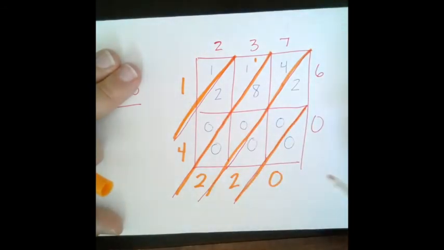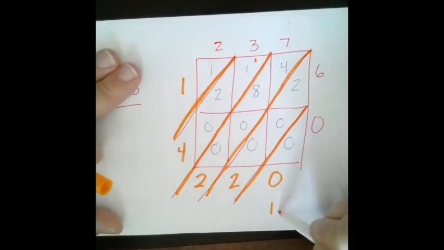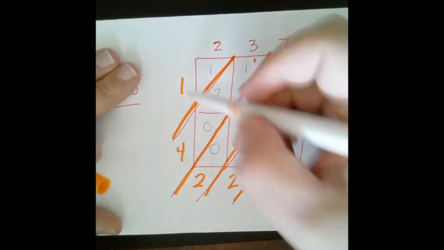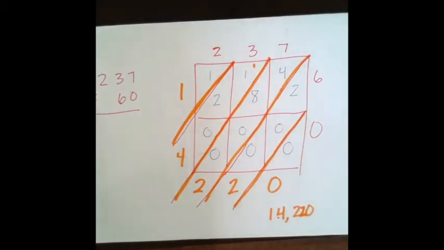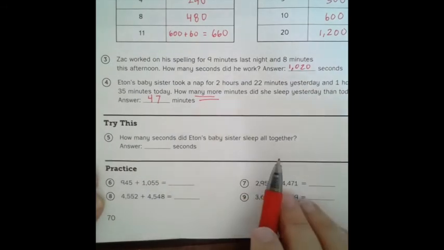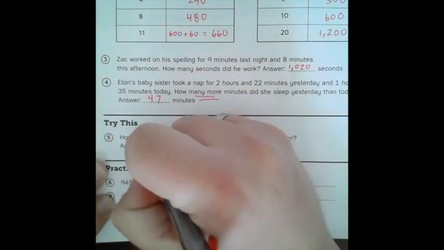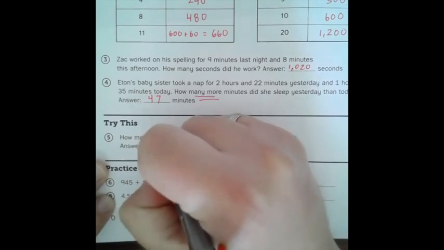Your answer is 14,220. And that, my friends, is how you do lattice multiplication. But back to our problem here, the homework. So our answer to how many seconds did Ethan's baby sister sleep altogether? Well, it's 14,220.